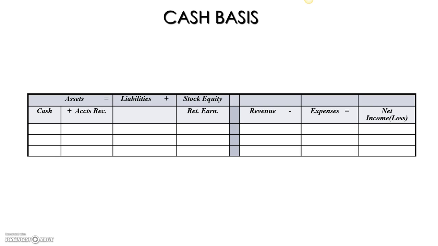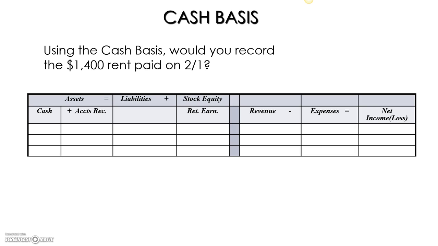So let's contrast these two methodologies and see how they would work. Under the cash basis, let's take a look at the first transaction, which is the $1,400 rent that you paid for the van on February 1st. Under the cash basis, would you record this rent?